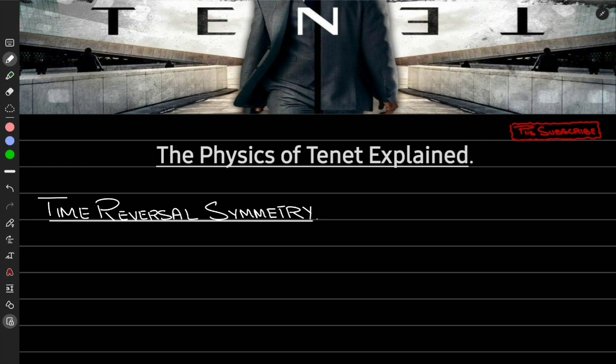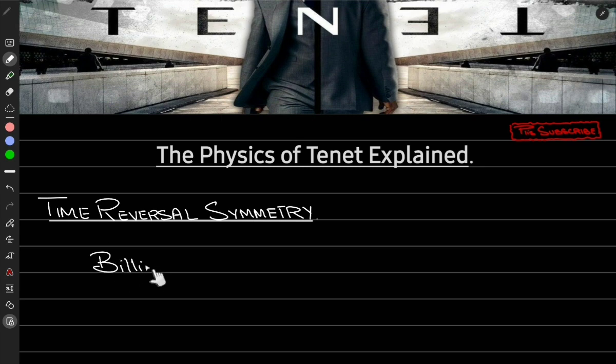So let's start with the concept of time reversal symmetry. This concept is a fundamental concept in theoretical physics. It is the idea that the laws of physics remain the same whether time is moving forwards or backwards, right? So there is no change in how physics works whether time moves forward or backwards. In other words, if we were to reverse the direction of time, we would still see the same physical processes occurring.